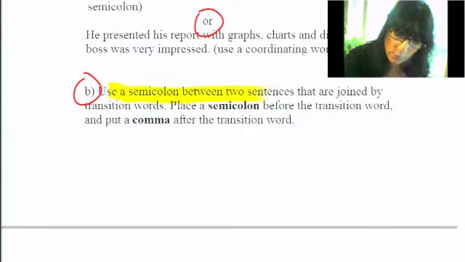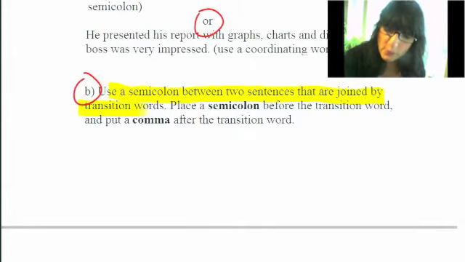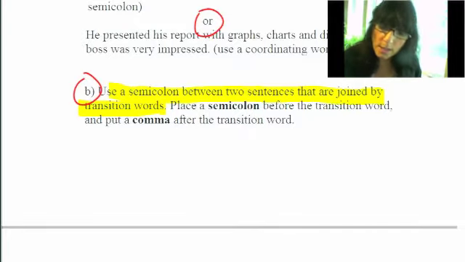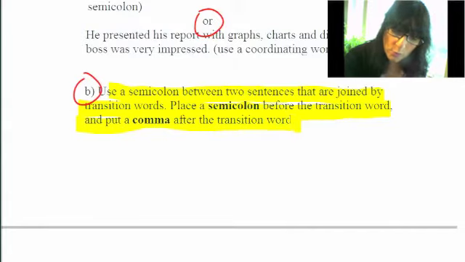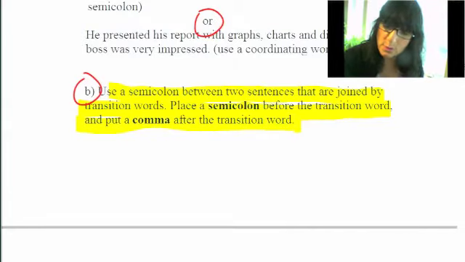Semicolons are used between two sentences if the two sentences are joined by something called a transition word. And these transition words, which I will show you a list of momentarily, when you have the transition word, you place the semicolon before the transition word, and you're going to put a comma after the transition word.